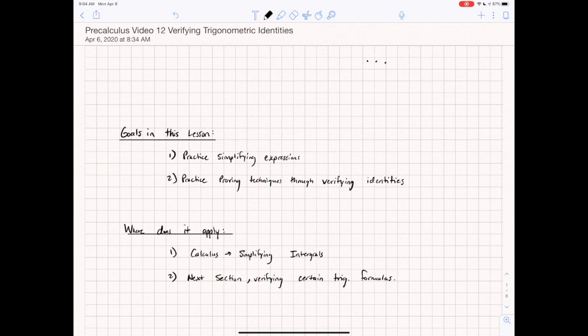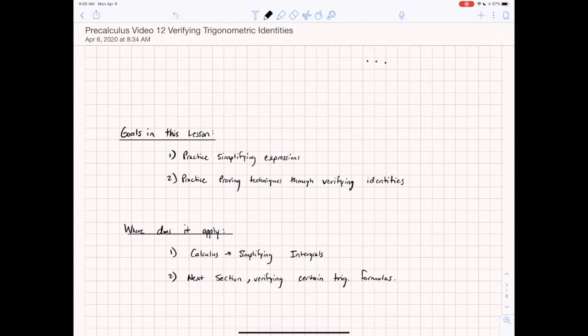Where does this apply? This applies in calculus, simplifying what are called integrals, simplifying certain expressions so that I can actually work with them. By simplifying, we're essentially verifying and proving that this is equal to this, which is then equal to this, meaning that I can continue and work through the problem. The second is that in the next section, we're going to build on verifying trigonometric identities to verify that certain formulas are accurate, proving them and flowing through using these ideas.